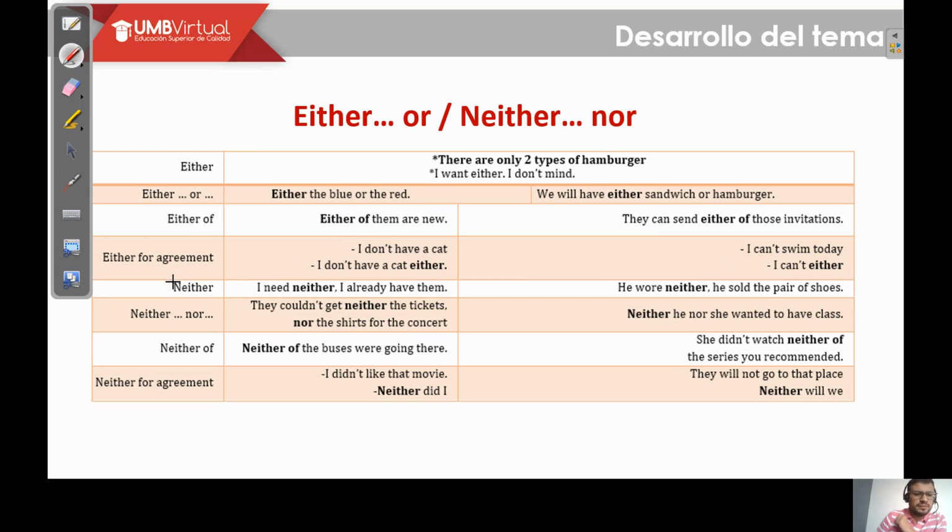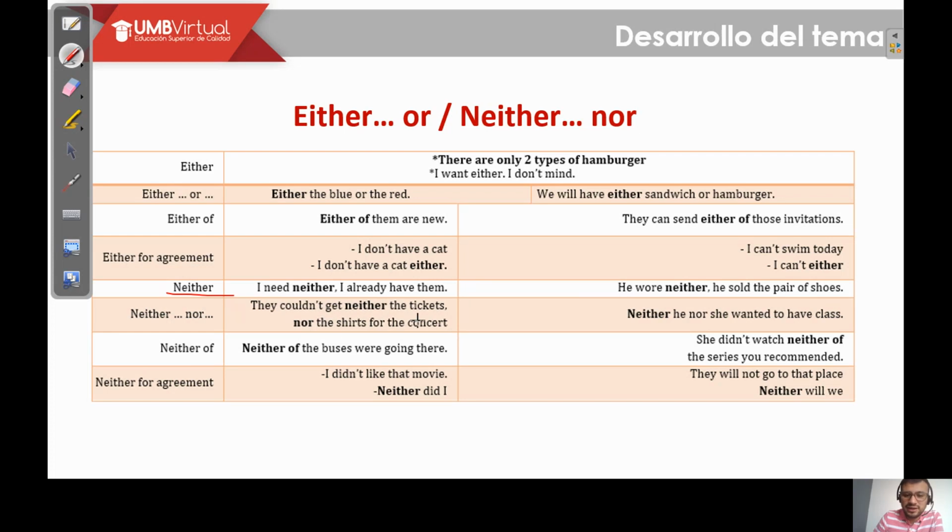And neither. Neither means ni. I need neither. No necesito ninguno, ¿sí? I already have them. I wore neither. He sold a pair of shoes. ¿Sí? Ninguno. Ni. Neither nor. In this case, is ni el uno ni el otro.